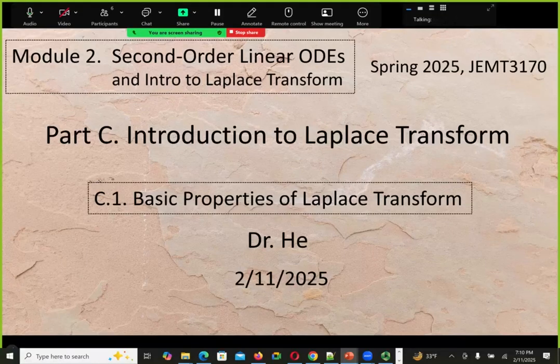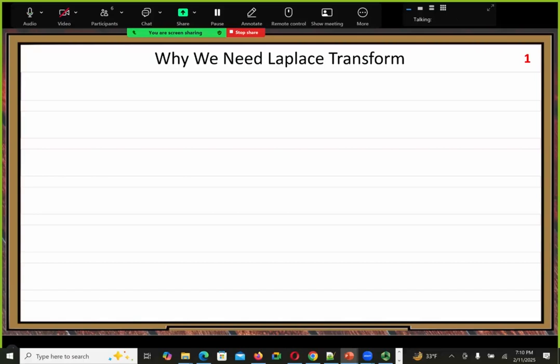First, I want to look at the big picture. So why do we need a Laplace transform? The Laplace transform is one of the transform methods. In problem solving, there is a special method called a transform-based method.